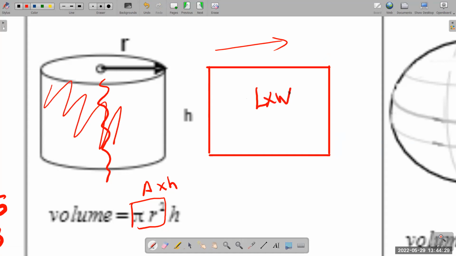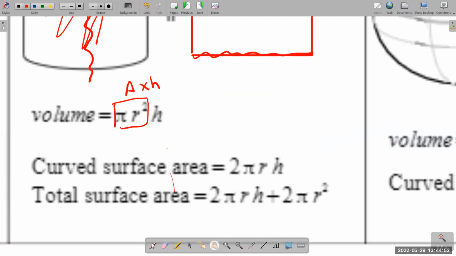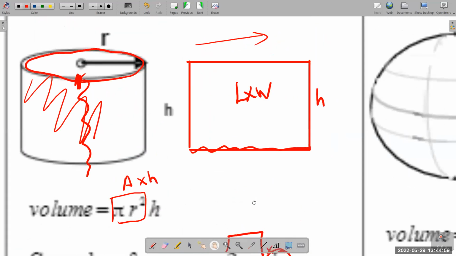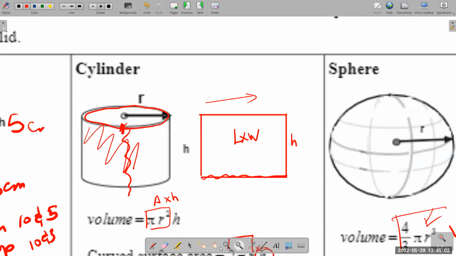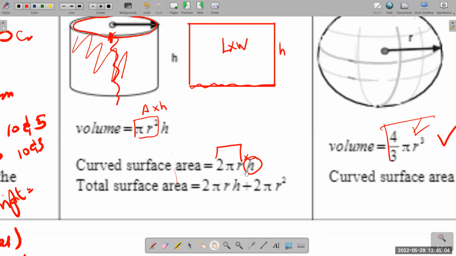Length times width. But we know the width is the height. But what is this distance here? We can't really call it the length. When you look at it, isn't this the circumference of the circle? All we did was cut it open here and spread it out. But when we roll it back up, isn't this the circumference of the circle? So that is why the formula is 2 pi r, which is the circumference, times h, which is the height. This doesn't come on top of the exam paper, so you definitely need to remember that.